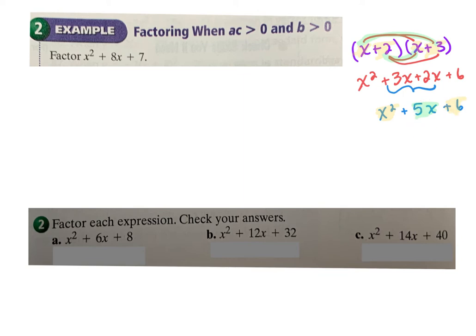All right? And so I would look at 6 and I would say, well, I could have a 1 and a 6, a 2 and a 3. Those are my only options for 6. I know that since it's positive, I'm adding them. Well, 1 and 6 would have given me 7 in the middle. 2 and 3, that gives me my 5 in the middle.